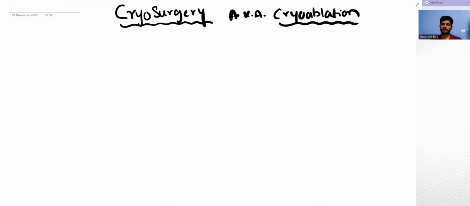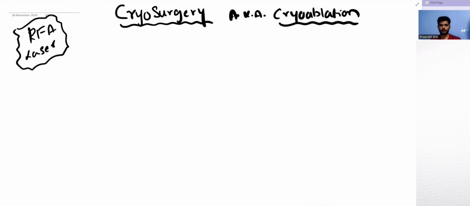thermal ablative therapy is very much devised, like radiofrequency ablation or laser therapy. So these work on the principle where they generate heat and that will destroy the tissue. Now, if heat can destroy a tissue, cold can also destroy tissue. So when most of the cells in the body are exposed to less than minus 40 degrees Celsius, they sustain injury. Now, this is somewhat similar to what happens during frostbite.